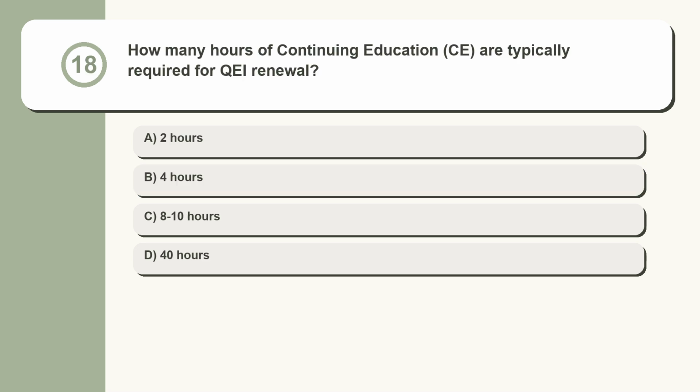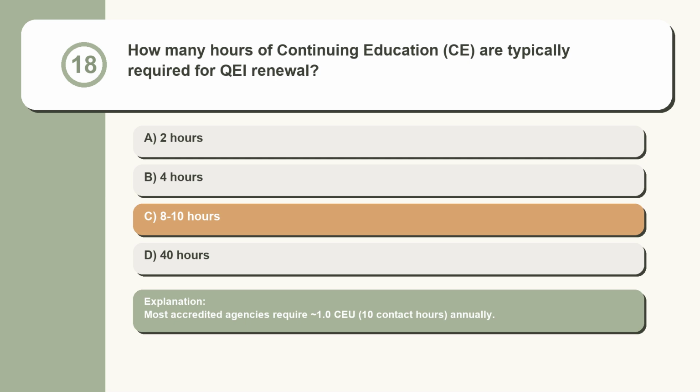Question 18. How many hours of continuing education, CE, are typically required for QEI renewal? 2 hours, 4 hours, 8 to 10 hours, 40 hours. Most accredited agencies require 1.0 CEU, 10 contact hours, annually.